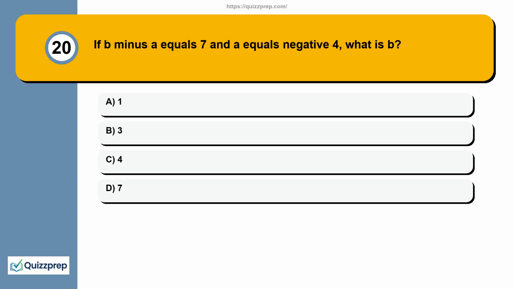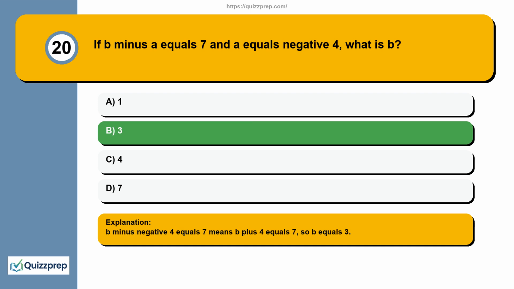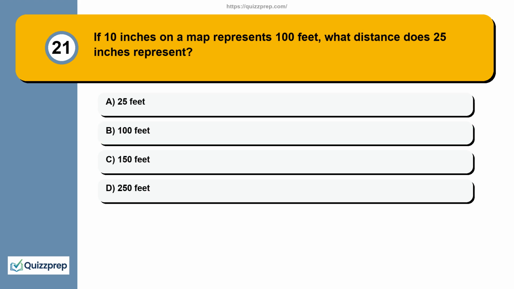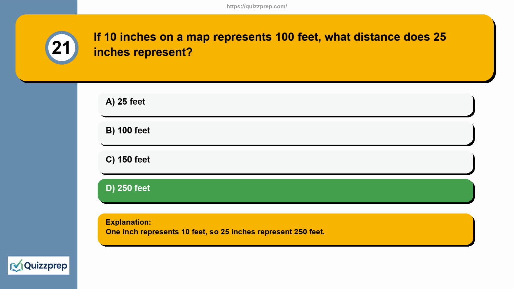Question 20. If b minus a equals 7 and a equals negative 4, what is b? 1, 3, 4, 7. b minus negative 4 equals 7 means b plus 4 equals 7, so b equals 3. Question 21. If 10 inches on a map represents 100 feet, what distance does 25 inches represent? 25 feet, 100 feet, 150 feet, 250 feet. 1 inch represents 10 feet, so 25 inches represent 250 feet.